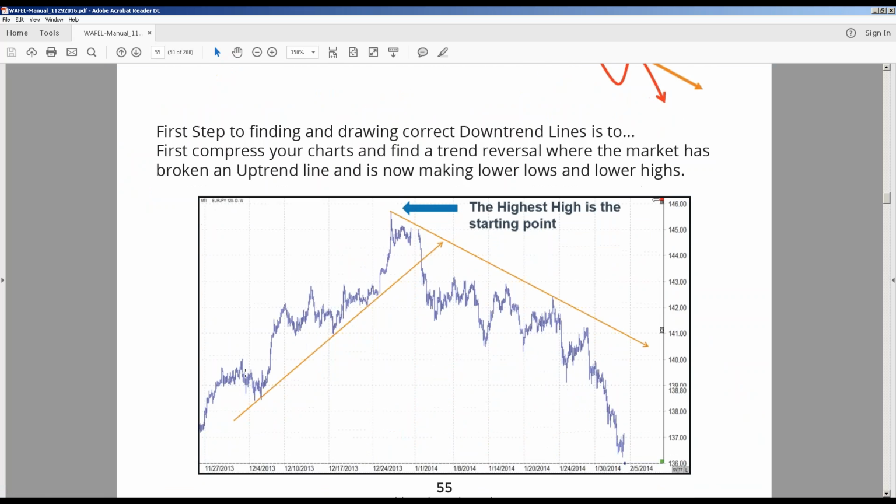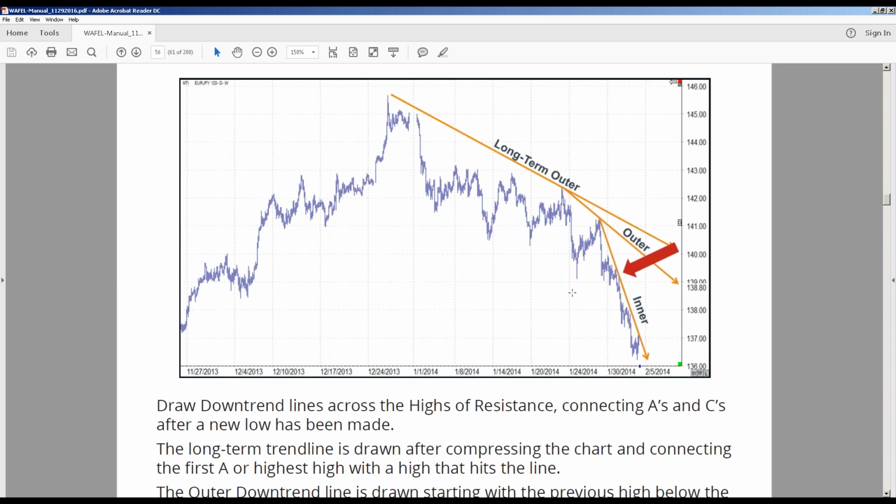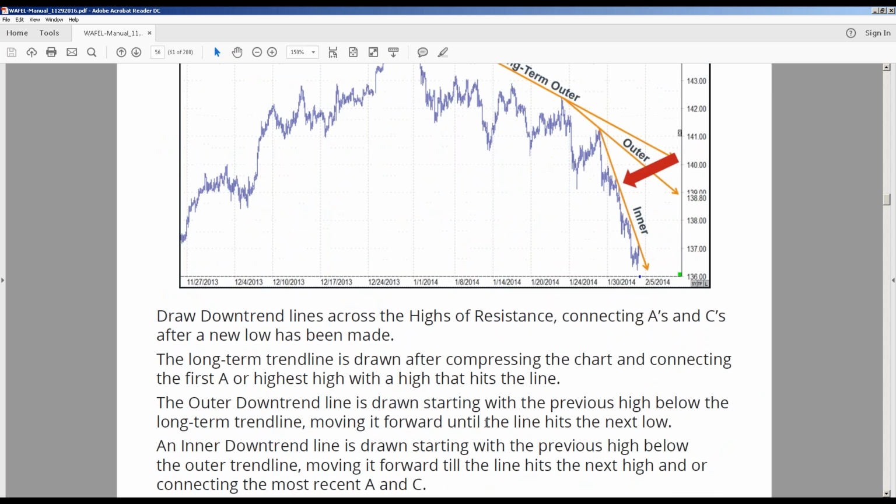Right, now the first step to finding and drawing correct downtrend lines is to first compress your charts and find a trend reversal where the market has broken an uptrend line and is now making lower lows and lower highs. The highest high is the starting point, and then you just draw your downtrend lines here, and you'll get to your long-term trend, then your outer trend, and then your inner trend. So there's the long-term outer, there's the outer, and there's the inner.